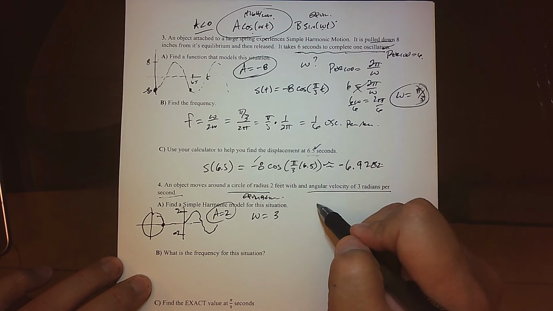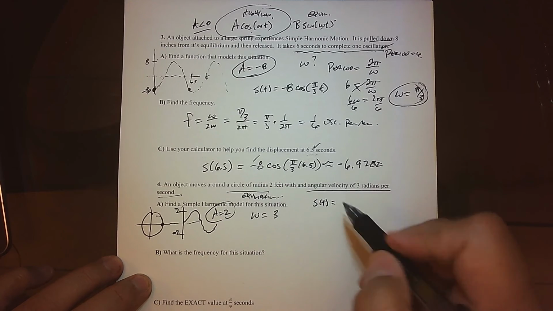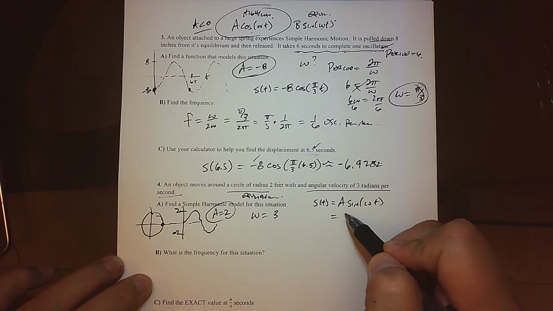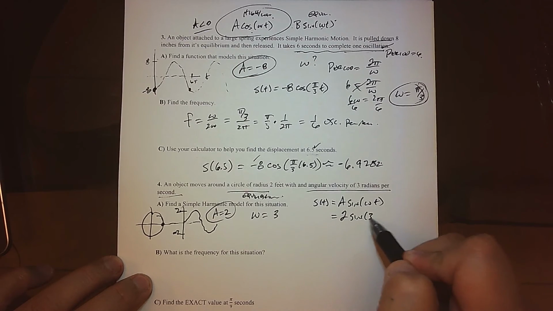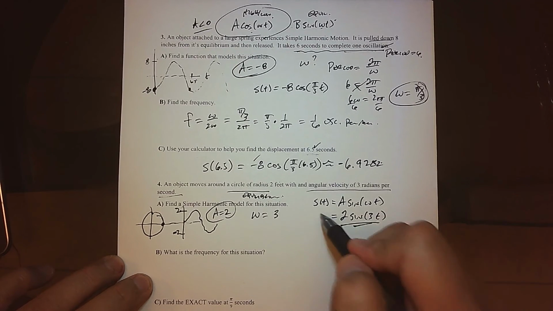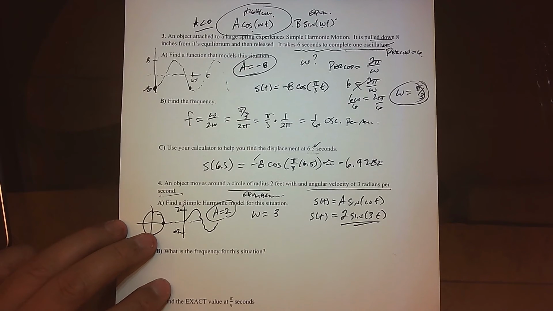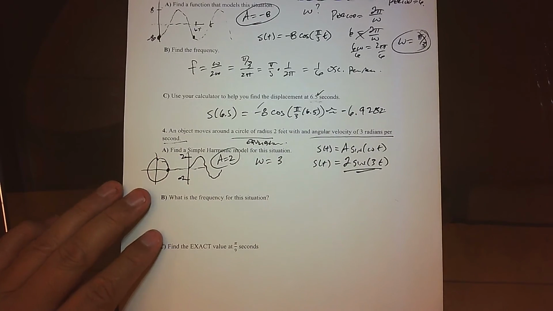So we got a sine curve. S of t equals A sine of omega t. Well, my A is 2, my omega is 3, and there's basically our model to fit this wheel of radius 2 that's spinning at an angular velocity of 3 radians per second. Now that we have the model, we can answer other questions.